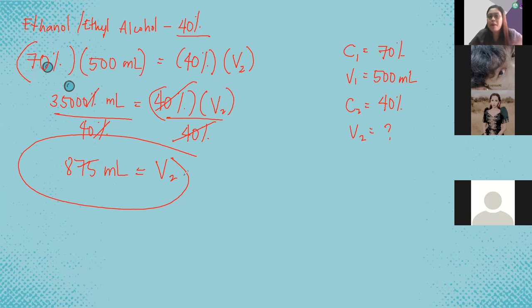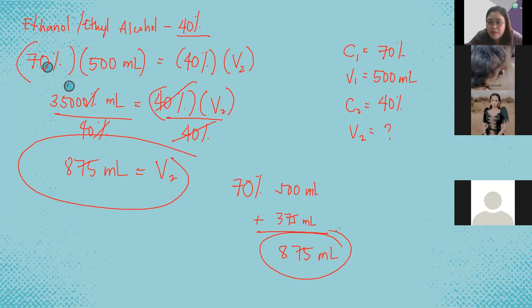So kung gusto niyo mag-prepare, class, ng 40% na ethyl alcohol, yung 70% na alcohol na 500 ml, dagdagan niyo ng tubig. Most likely the distilled water. Dagdagan niyo siya ng at least 375 ml para ang total volume niya ay 875 ml. Pag naging 875 ml na yan siya, class, automatic yung concentration niya ay 40% na. Okay? That's how we do the dilution process.